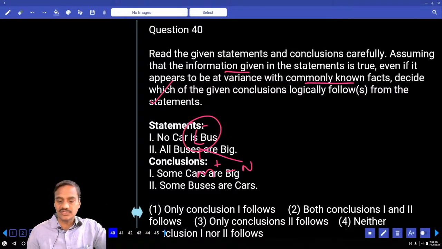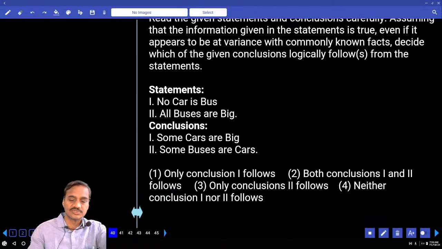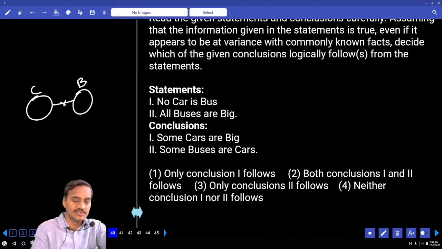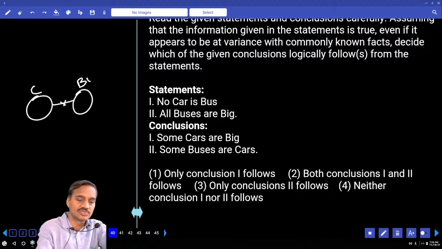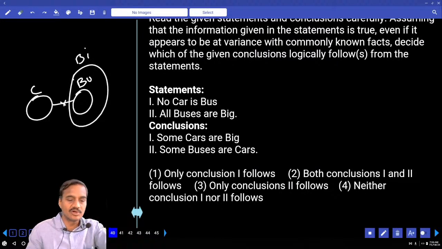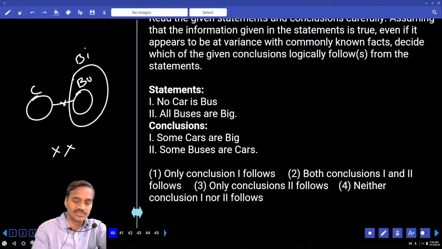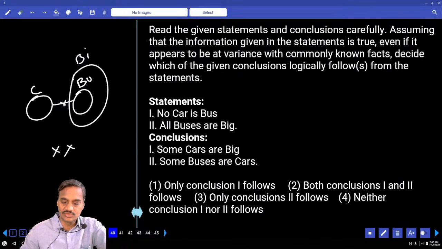Then coming to this 40th here, no car is bus. This is car and this is a bus, no intersection between car and a bus. And in the same way, all these buses are big. This entire buses are big. Then some cars are big, no intersection. Some buses are cars, no intersection. Hence neither 1 nor 2, choice 4 for question number 40.